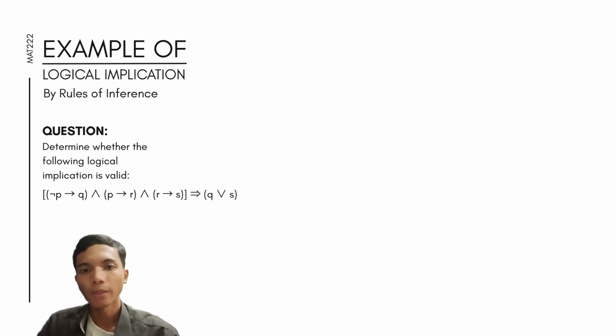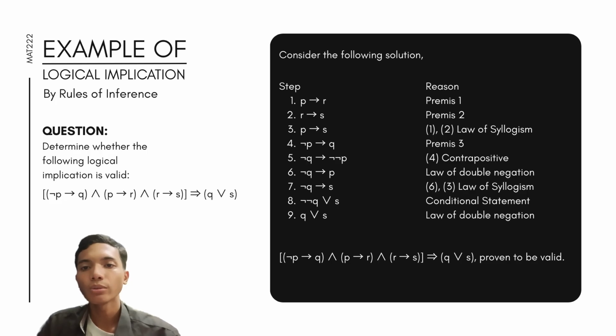For example 2, now let's look at a slightly more complex proof where we use the law of syllogism and conditional statement to reach a conclusion of Q or S. Step 1 and step 2, we begin with our first two premises, P implies R and R implies S. Step 3. By using the law of syllogism, we can write these two to conclude that P implies S. Step 4. We introduce our third premise, which is if not P then Q.